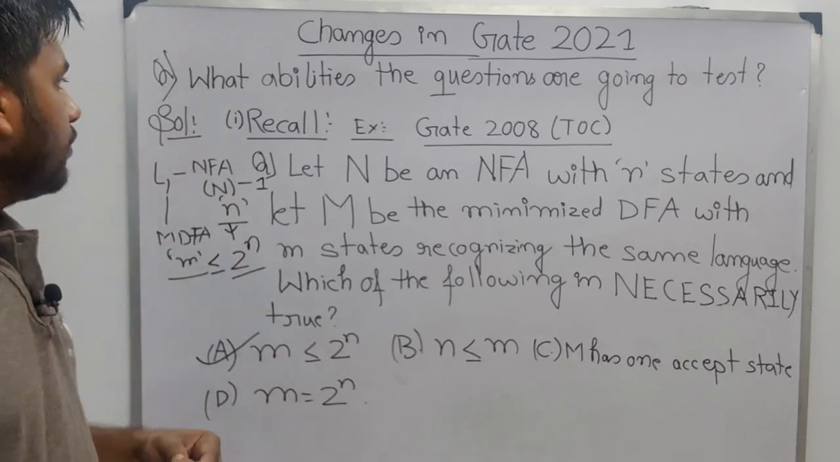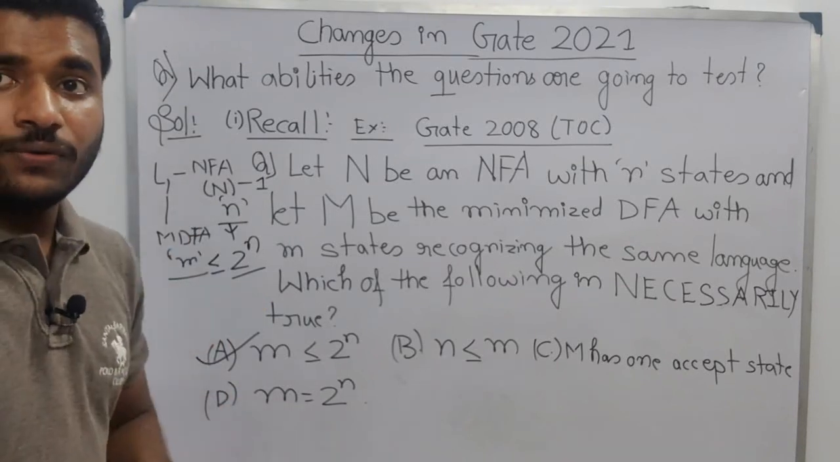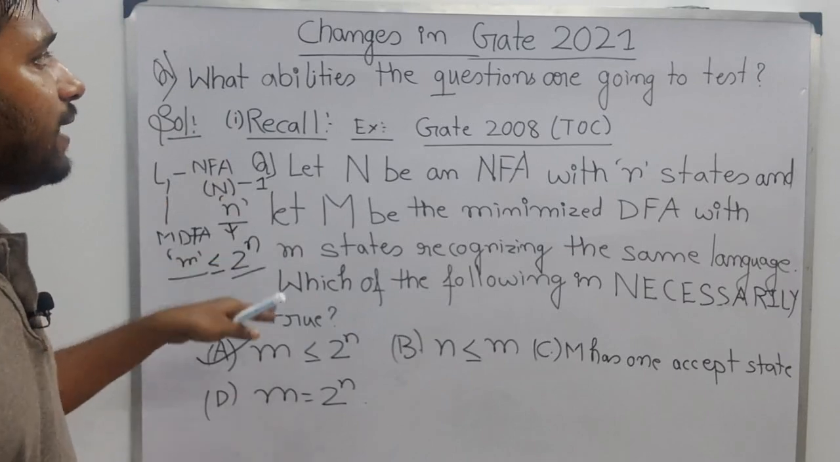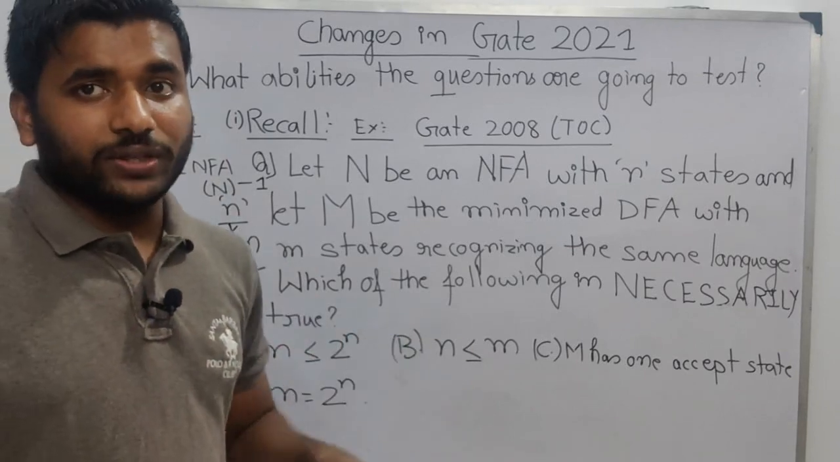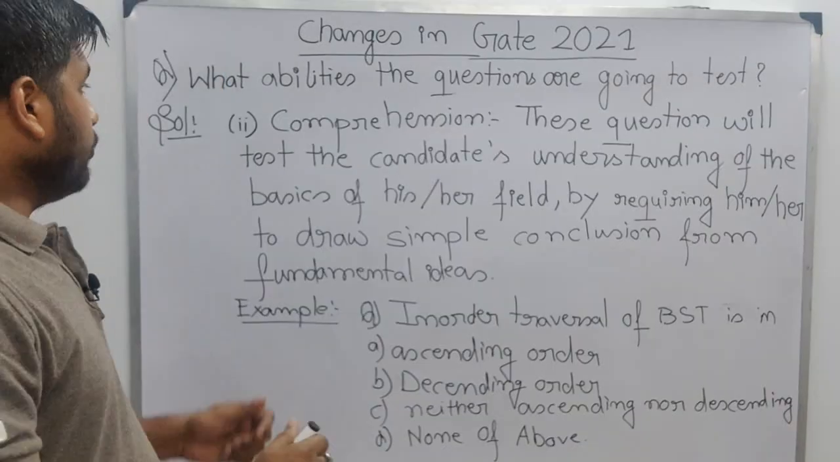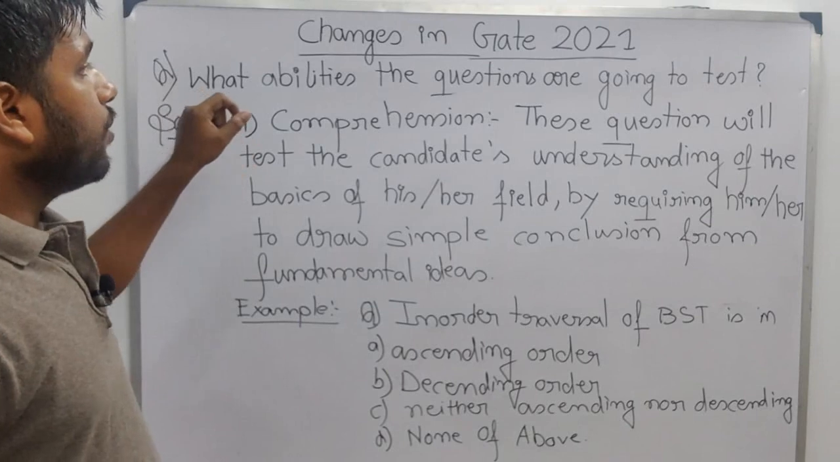Understood. Now we will see the next ability that they are going to test based on the questions. They will form the question in such a way that they are going to check 4 things. So recall we have seen. Now we are going to see the next. The second point that they are going to test is comprehension.